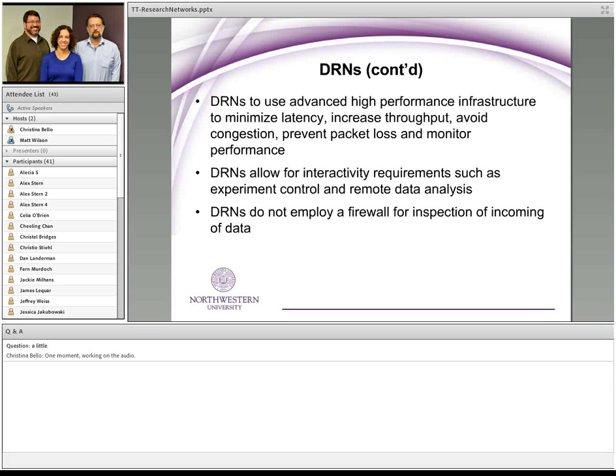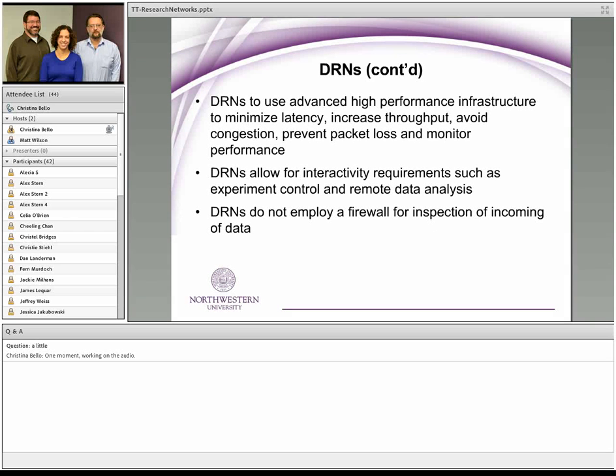The DRN also allows for requirements for interactivity. For example, the researcher needs to connect to a machine, load up the data, visualize it, and do some work on that data. That interactivity is greatly facilitated by the greater bandwidth typically employed by a dedicated research network. Or a researcher might want to do experiment control. For example, a seismologist wants to access equipment in the field and continuously monitor the data stream that comes out of those sensors.